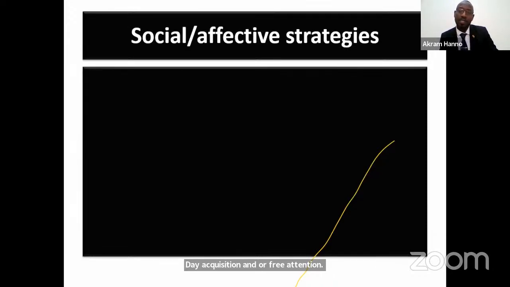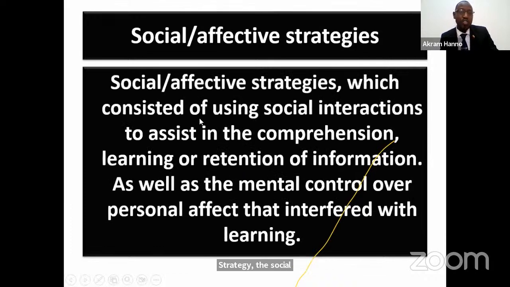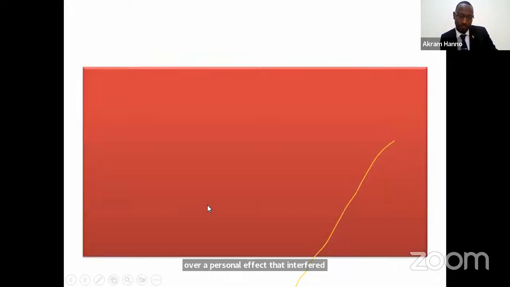The third and last one is the social or affective strategy. Social affective strategies consist of using social interactions to assist in comprehension, learning, or retention of information, as well as mental control over personal affect that interferes with learning.